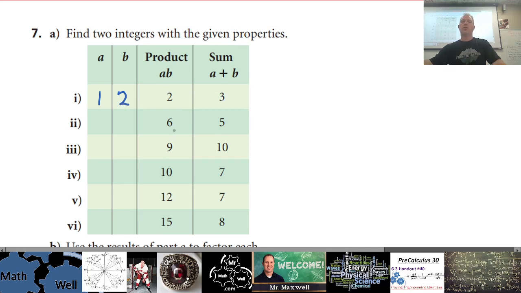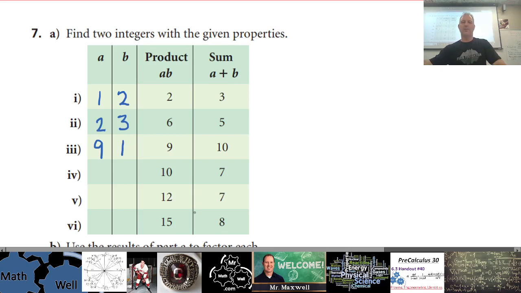What are the numbers that multiply to 6 and add to 5? 2 and 3, very good. 2 times 3 is 6. 2 plus 3 is 5. Multiply to 9 and add to 10. 9 and 1. Yep, 9 and 1, or 1 and 9, it doesn't matter which way you write it. So 9 times 1 is 9. 9 plus 1 is 10.